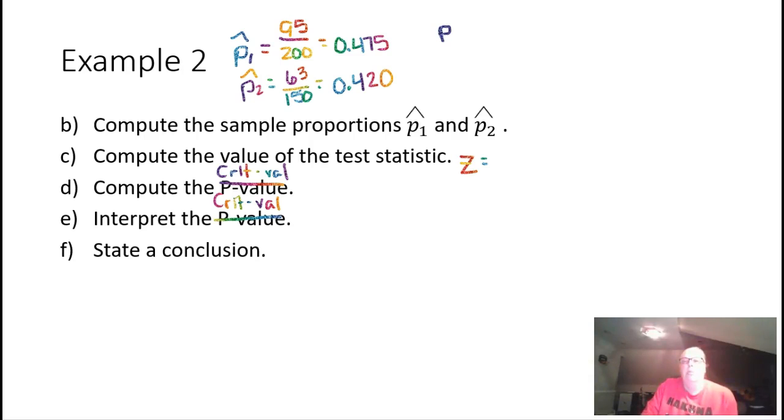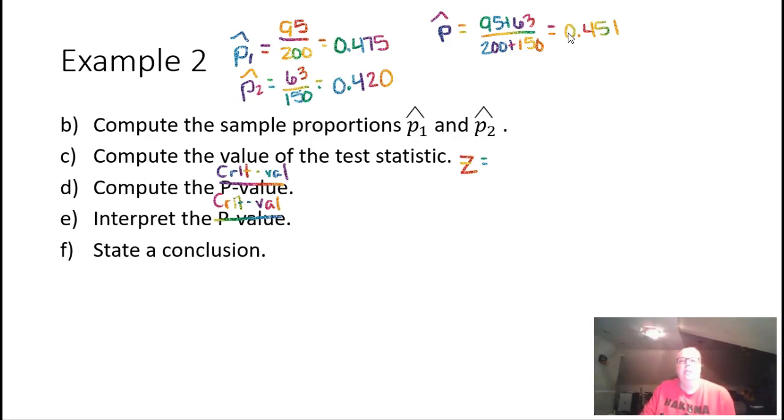Let's do the pooled proportion first. Now remember, the pooled proportion is all the people who are in favor from both samples. So this is going to be 95 plus 63 divided by all the people who were sampled. There were 200 in the first sample and 150 in the second sample. All right, let's put this in the calculator and see what we get. This one I will need to round. I'm going to round it to 0.451.